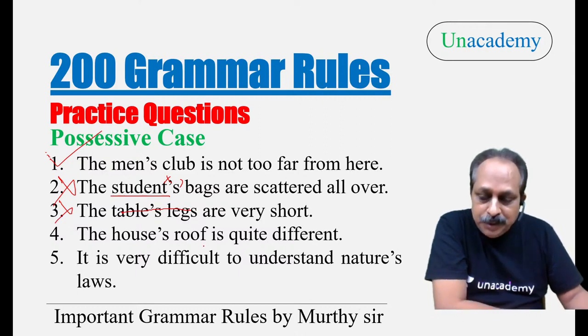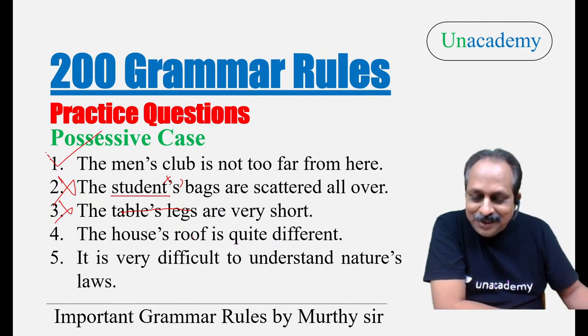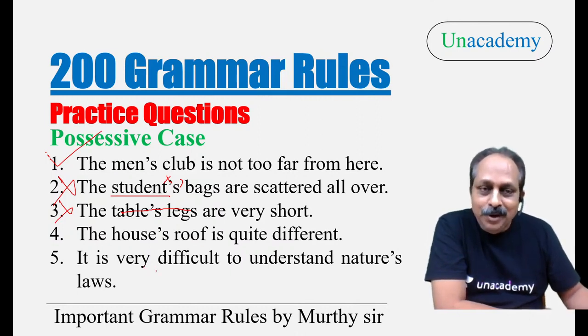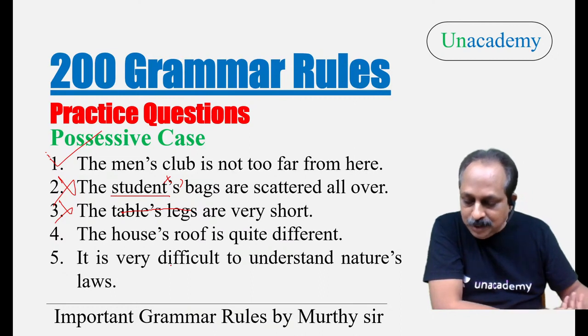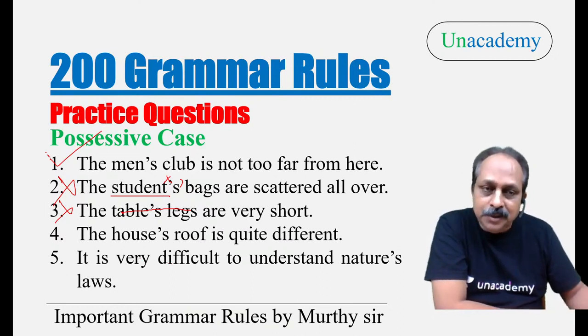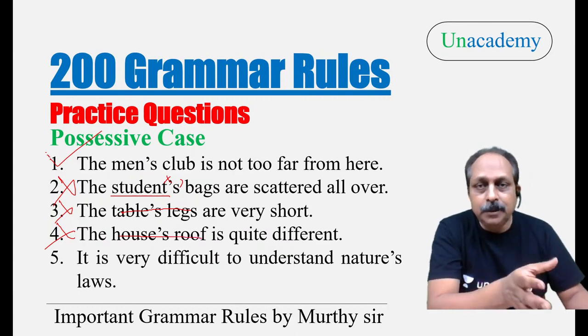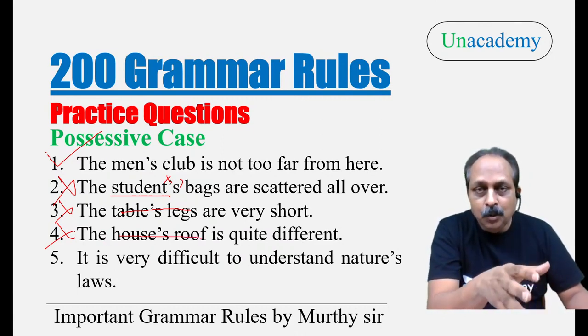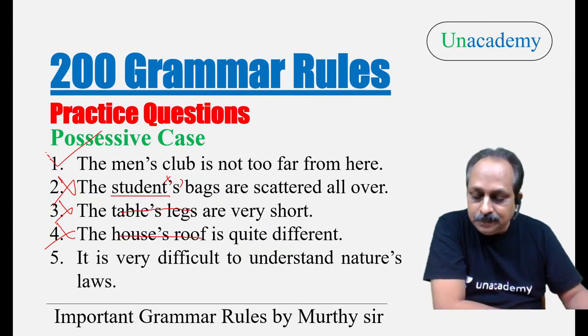The house's roof is quite different. Good evening. A little late. Question number four. The house's roof. House is a thing. You cannot say house's roof. Four is also wrong. You have to say the roof of the house is quite different. The roof of the house is quite unique.